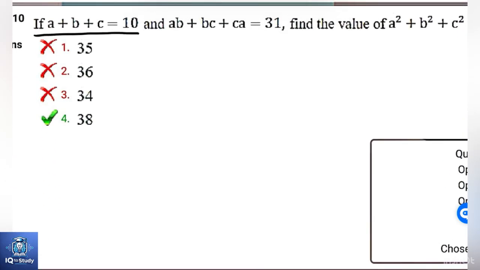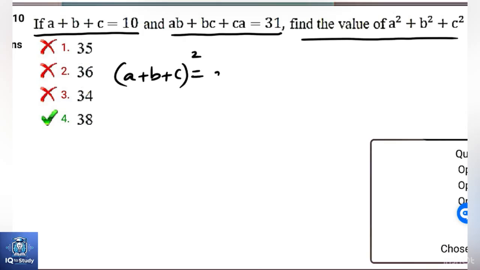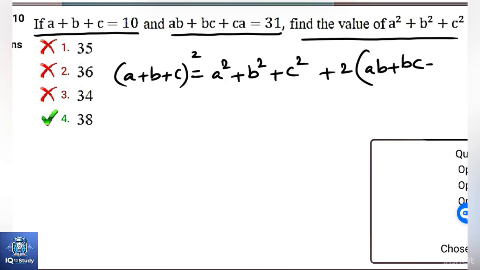If a plus b plus c is equal to 10, and ab plus bc plus ca is equal to 31, then find the value of a square plus b square plus c square. We know that (a plus b plus c) whole square is equal to a square plus b square plus c square plus 2 into (ab plus bc plus ca). Let's substitute the above values.